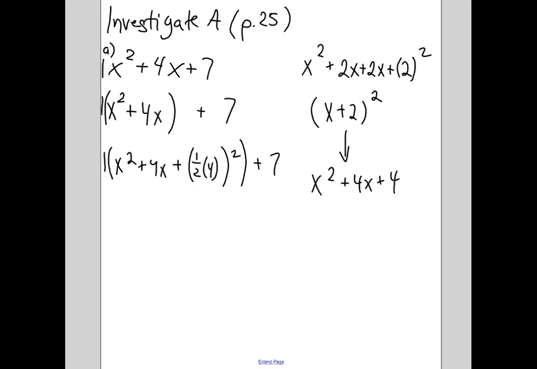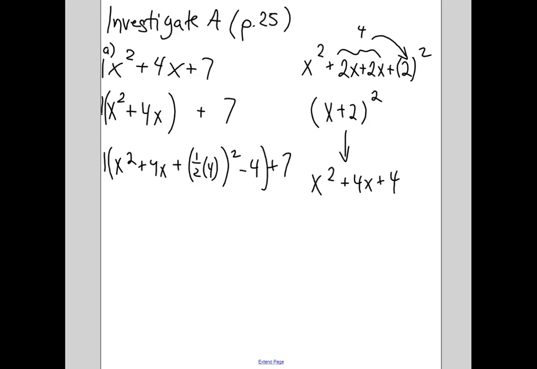Okay, notice that here we had 4, and half of that squared gives us the constant. Okay, so that's what we really need. Now, one thing I've missed here is, of course, we added it, but that would mean that we have changed the expression, so we have to also subtract it. So we also have to subtract 4 and then add our 7.